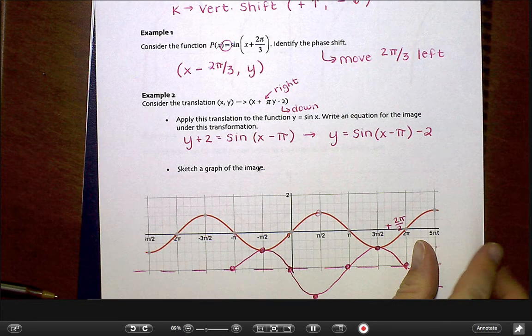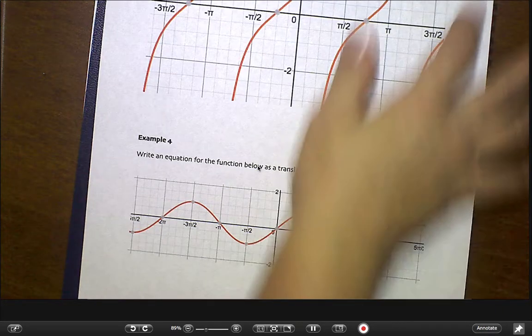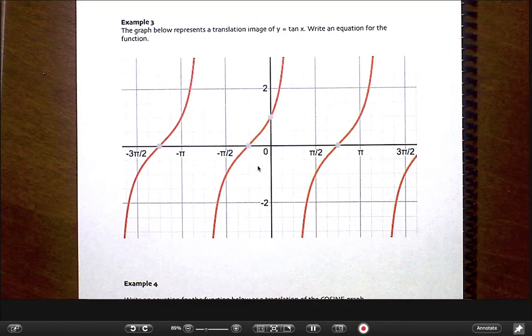Okay, let's go to our next example here. Ooh, next example is involving a tangent graph, which we haven't used a whole lot, but we'll be fine. This is an image of tangent of x, okay? So our original tangent function has been transformed in some way, okay?